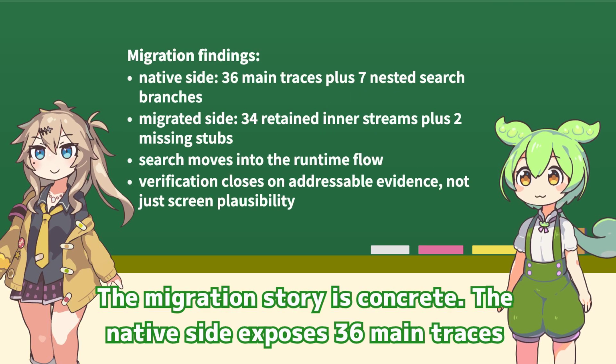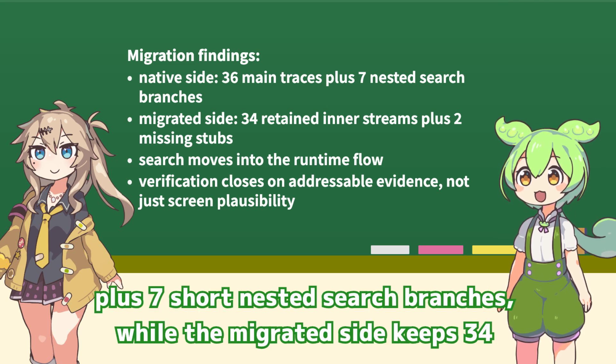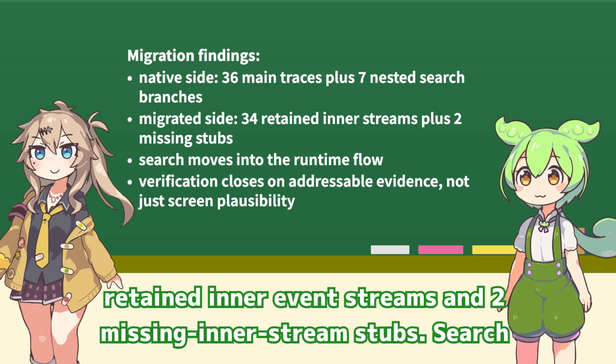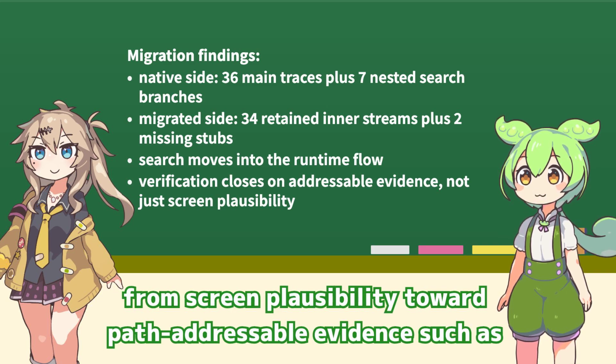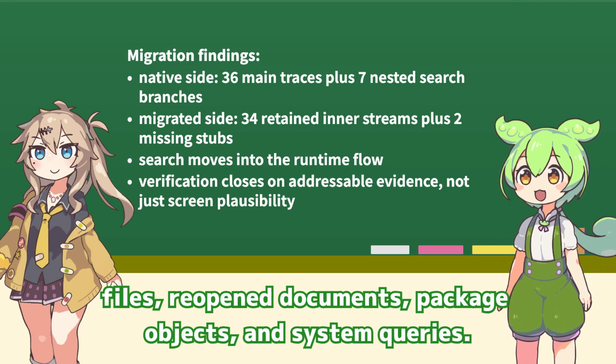The migration story is concrete. The native side exposes 36 main traces plus 7 short nested search branches, while the migrated side keeps three for retained inner event streams and two missing inner stream stubs. Search still works, but it moves into the runtime flow, and verification shifts from screen plausibility toward path-addressable evidence such as files, reopened documents, package objects, and system queries.